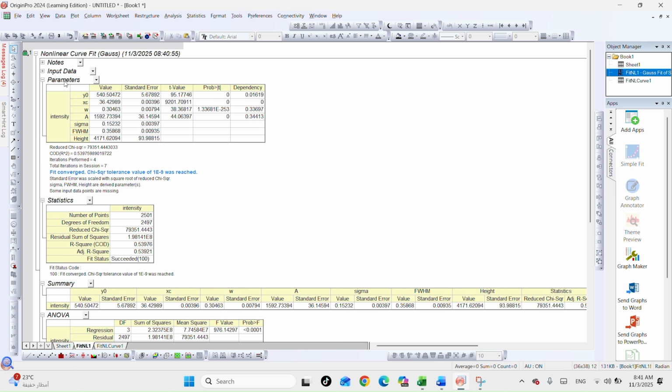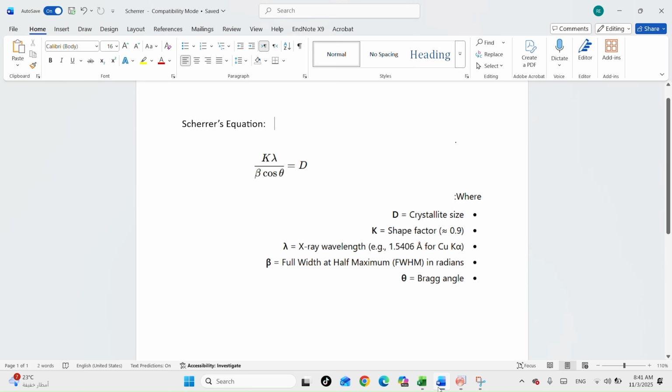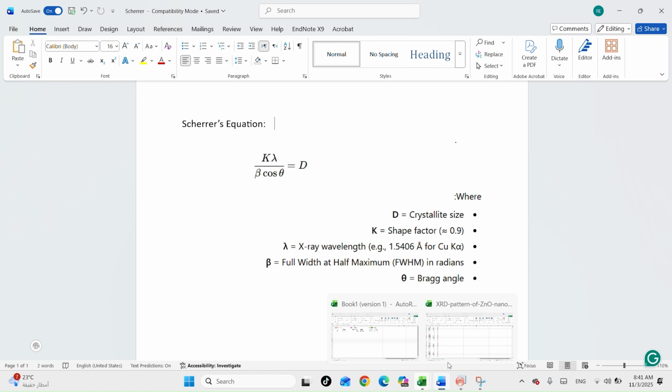That is our result. Here is the 2 theta that we need, and the full width at half maximum is here. Now we need to calculate the crystallite size. We can calculate it manually by this equation, or more easily by using an Excel sheet.